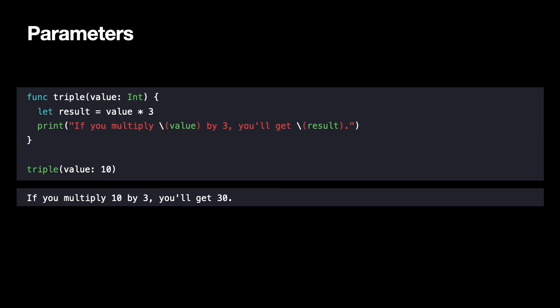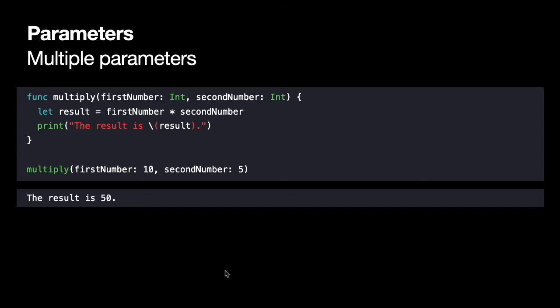Here's an example of a function with a single parameter. The parameter's name is value, and it is of type integer. We have no return type for this function, so this function is not returning anything. And here's an example of us calling the function, where we call triple. We specify both the parameter name and then a colon and then the value, and then it is executed.